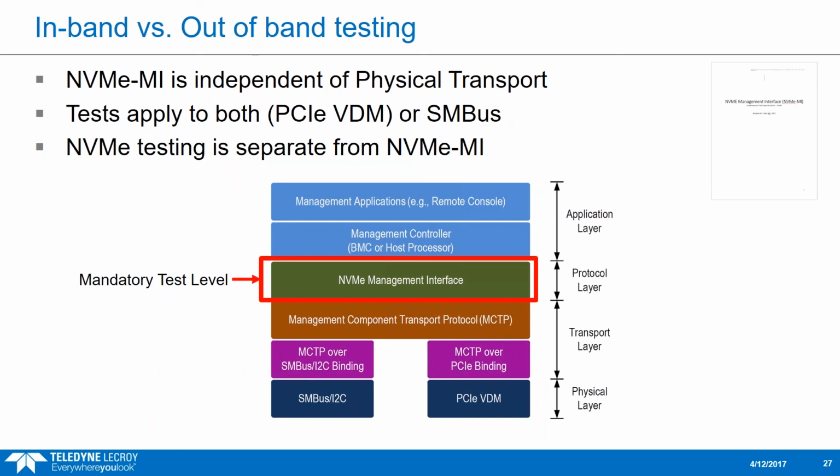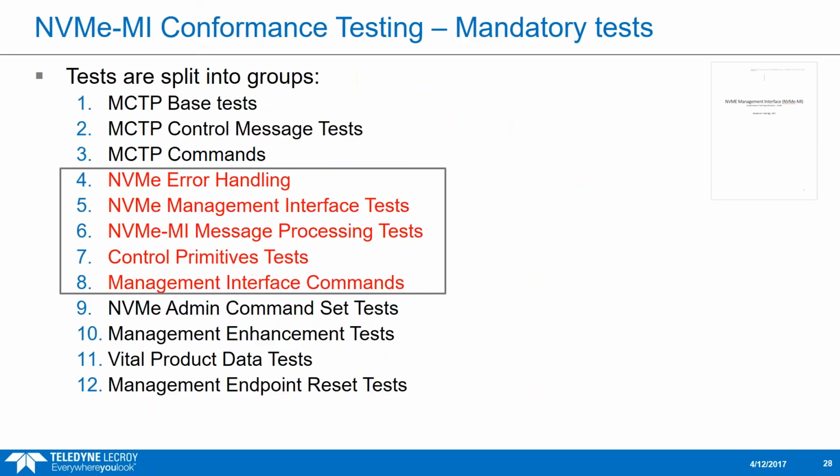Okay, so as we talked about before, we have in-band and out-of-band. NVMe Management Interface is independent of the physical transport, so the tests apply to both PCI Express vendor-defined message, or SMBus paths. The NVMe testing, which would be considered in-band, is separate from the management interface testing, and that's a different set of tests entirely. What we're talking about here are the tests that are defined in the NVMe Management Interface specification.